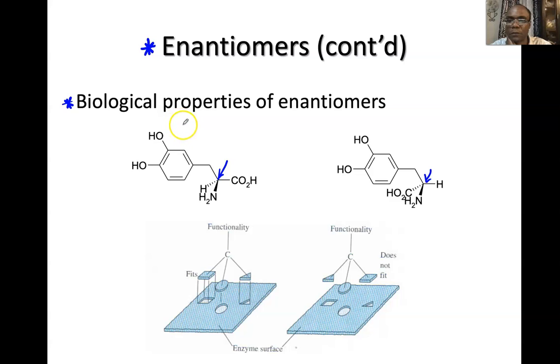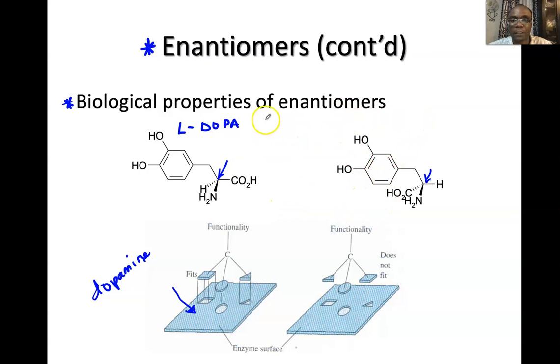Shown here is an example of a drug, L-DOPA, the L version, the R version. So the L version is the one that's active because it fits perfectly on the enzyme where it activates the cascade of mechanisms that helps to increase the dopamine concentration in patients, for example in patients with Parkinson's disease, to reduce their shaky effect. It just helps for easy blood flow, especially for patients with low blood pressure and all that.